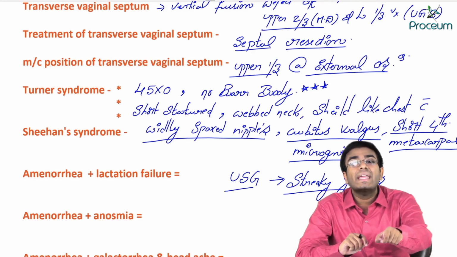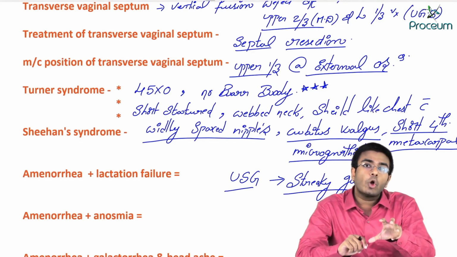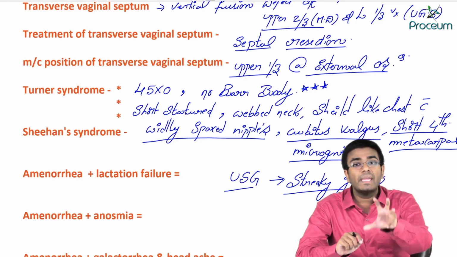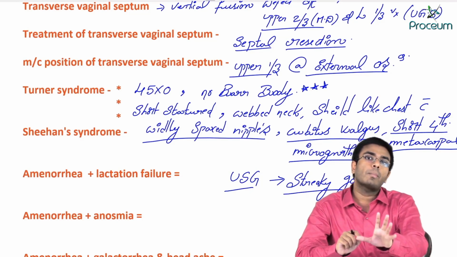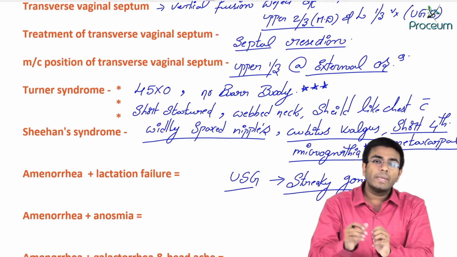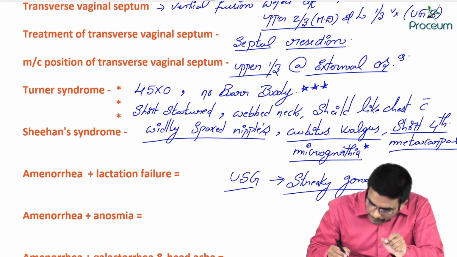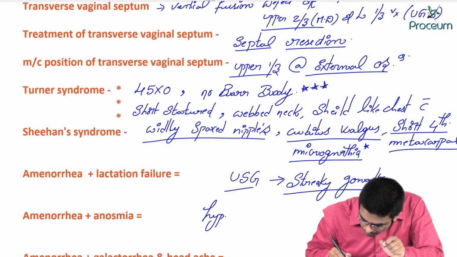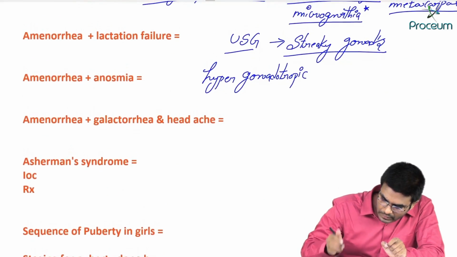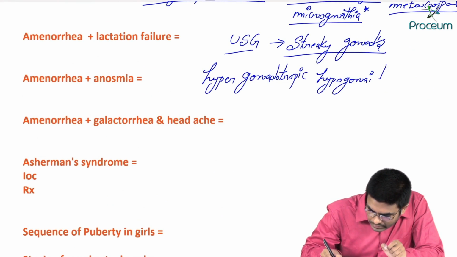What I want to emphasize here is that Turner syndrome is an example of hypergonadotropic hypogonadism. Okay, so there is no problem with her pituitary axis, but the main problem lies at the level of gonads. The gonads, which are ovaries, are not properly formed. So the main problem lies at the level of gonads. So this is an example of hypergonadotropic hypogonadism.